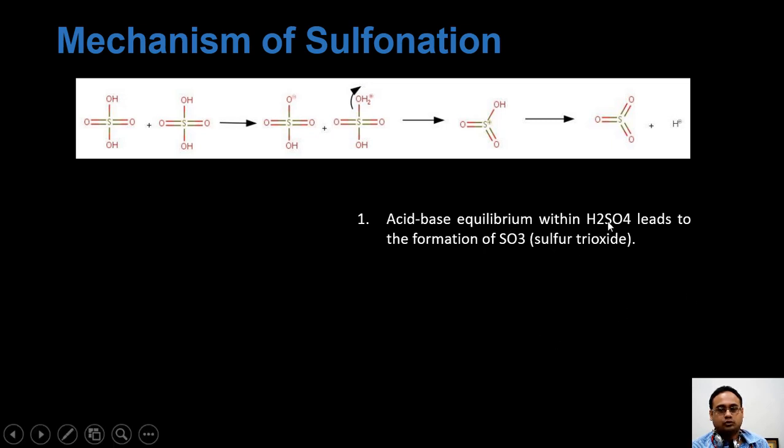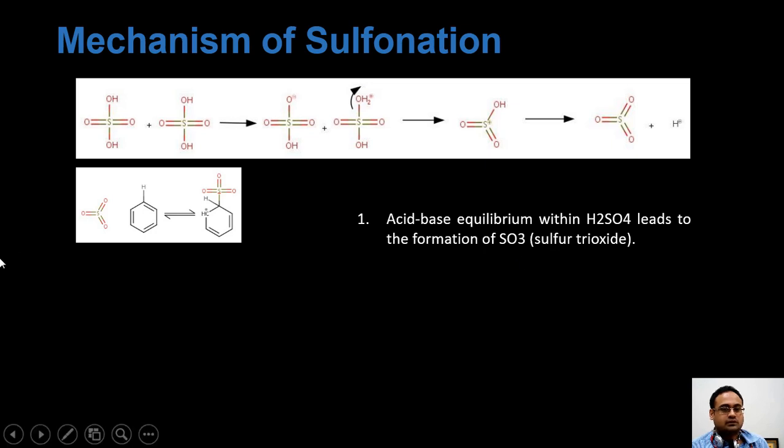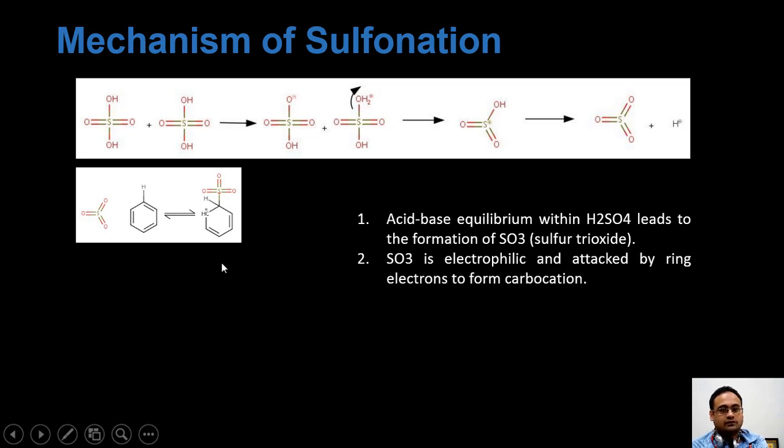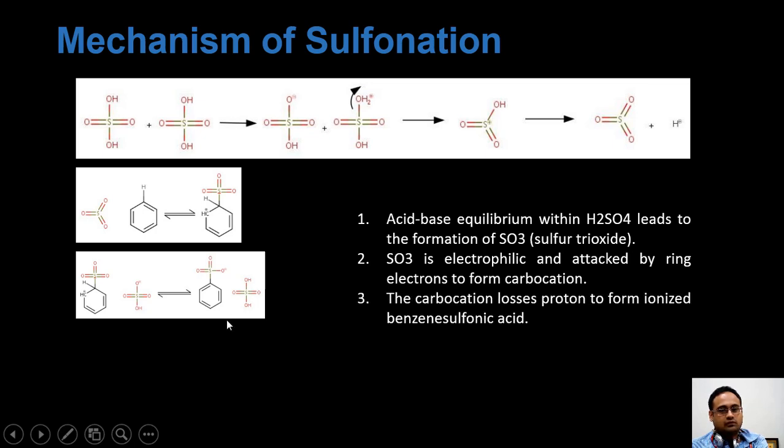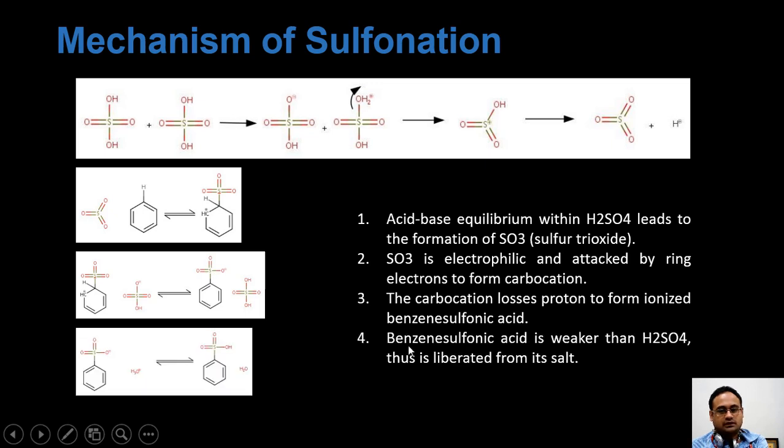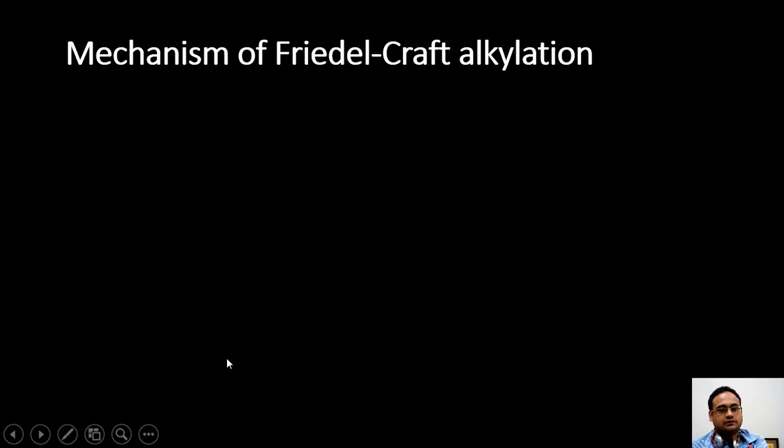the H2SO4. Now in the second step, this sulfur trioxide, which is the electrophile, is attacked by the benzene ring to give the intermediate carbocation, and then in the third step the carbocation quickly loses a proton to form the ionized benzene sulfonic acid. Now this ionized benzene sulfonic acid is a weaker acid than sulfuric acid. Therefore, it accepts a proton from the medium to give us the benzene sulfonic acid.